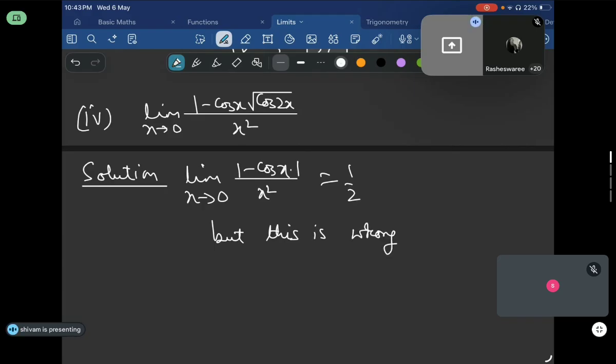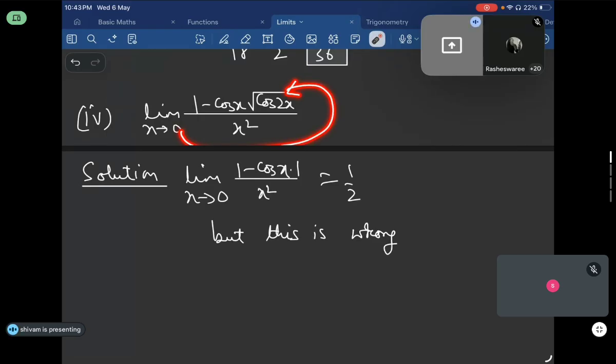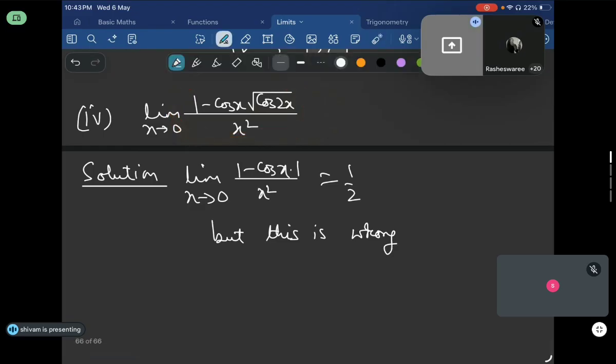Why it is wrong? Because whenever you are applying the limit, you have to apply the limit all at once. Limit should be applied to all the function at once. Over here, what mistake are you doing? You are applying the limit first to this expression, and then you are applying the limit to the remaining expression. You have to apply the limit all at once. So I'm showing you the correct method.